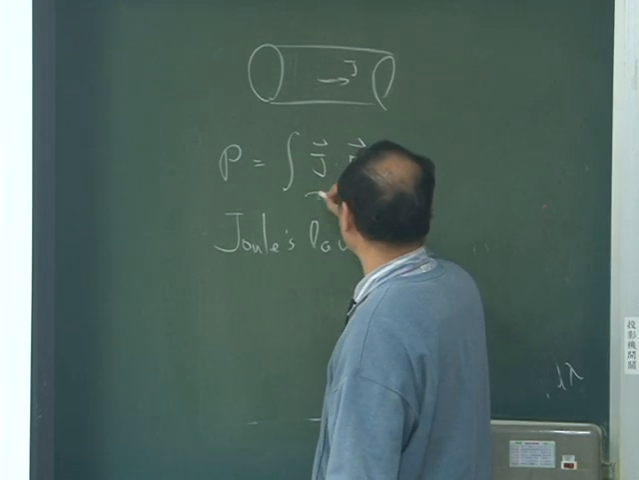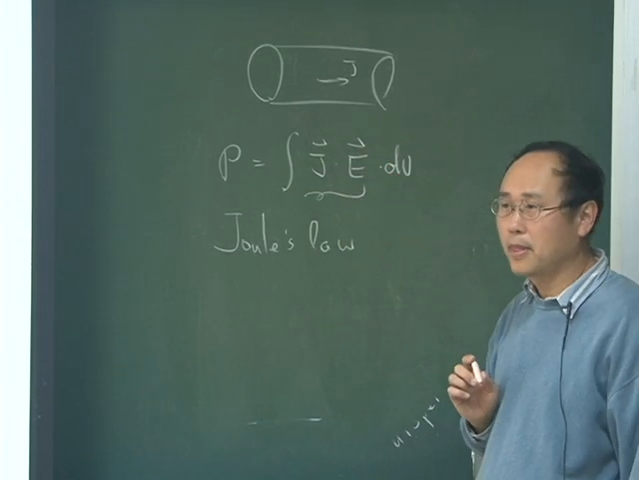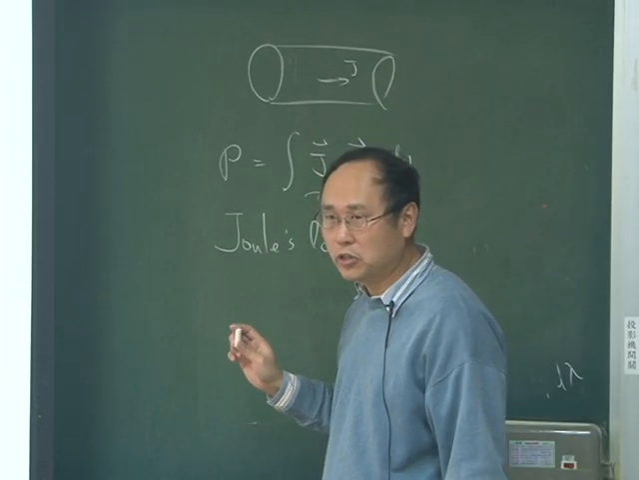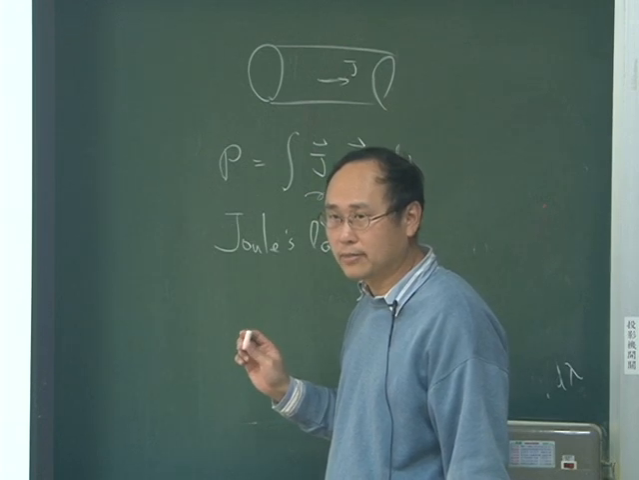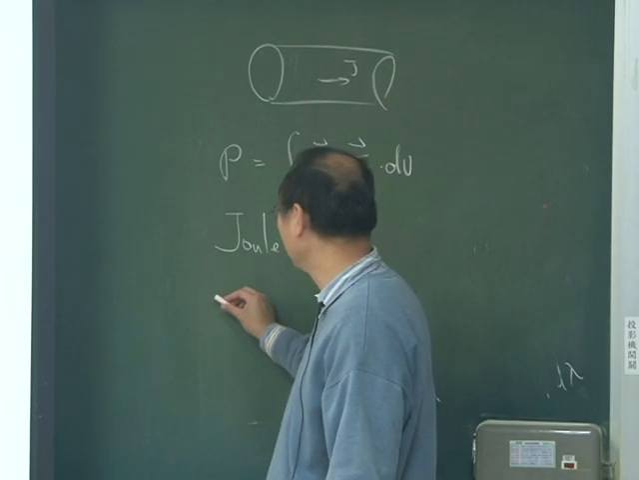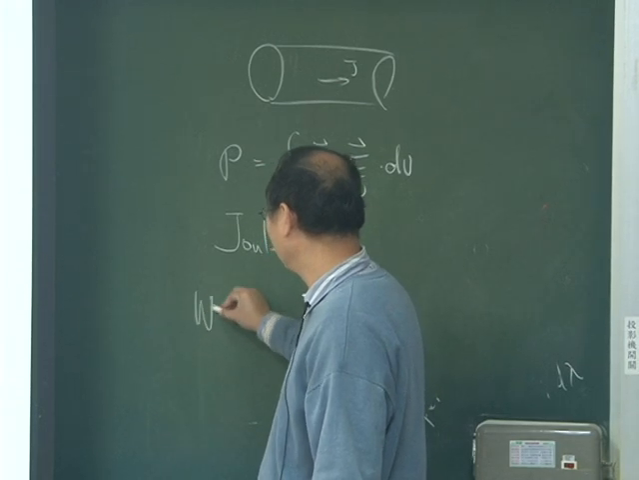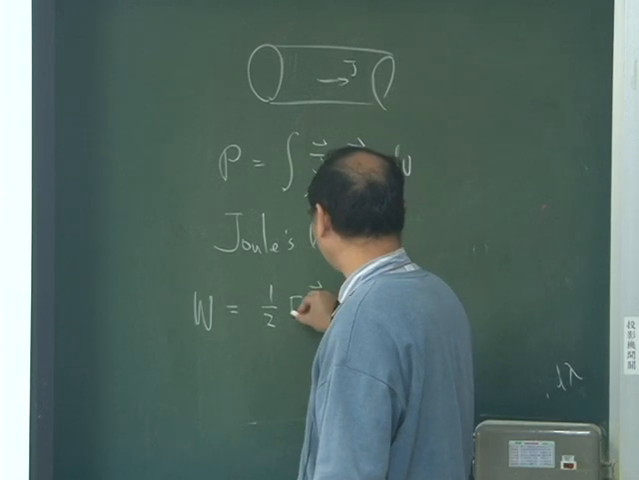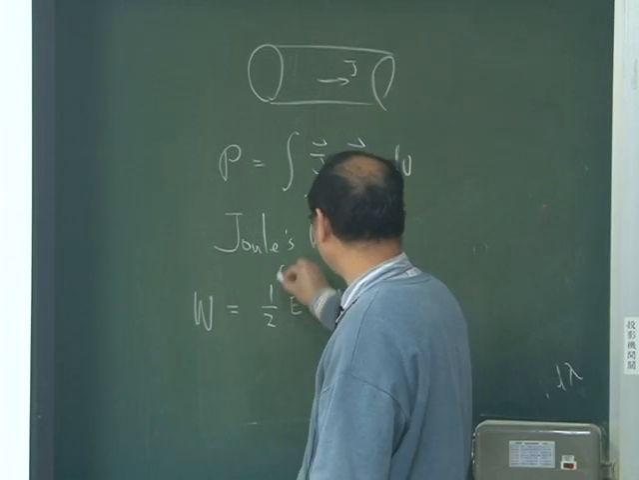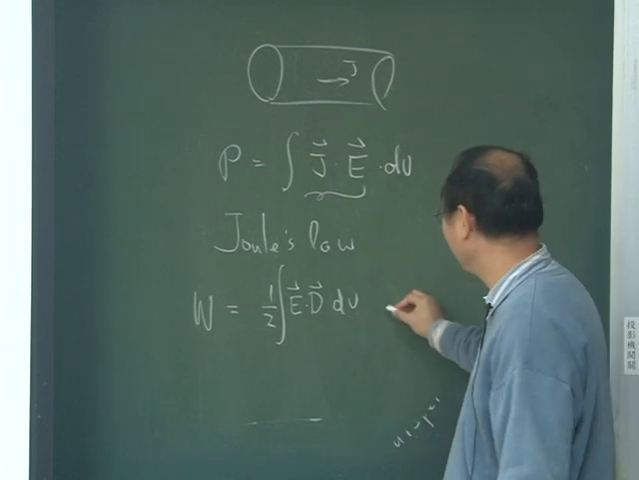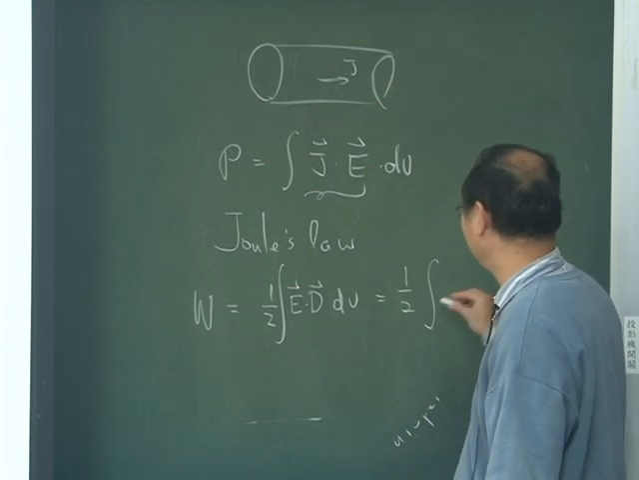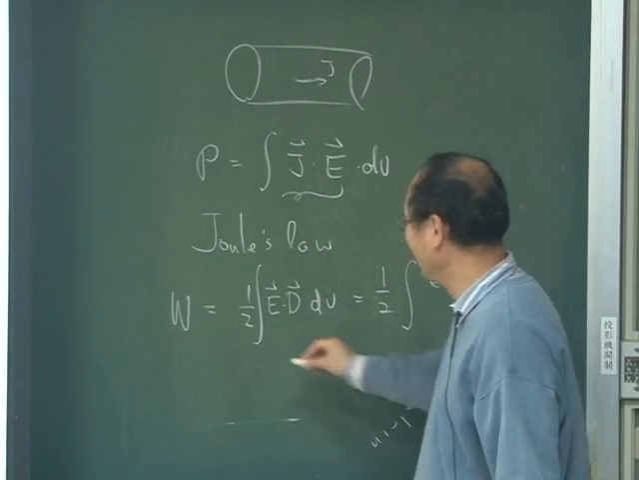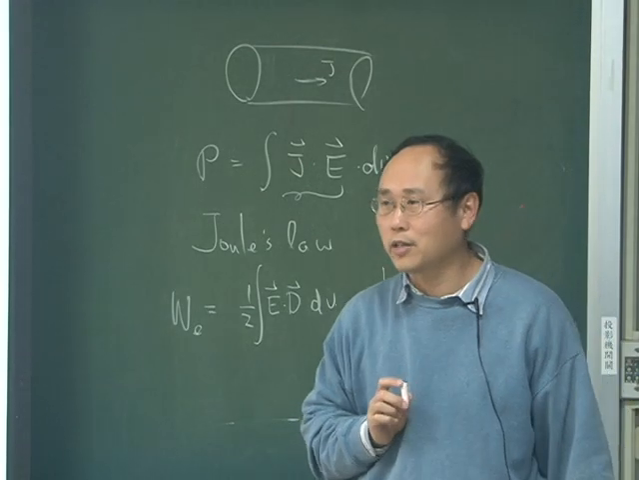So somehow this is related to the power density. And previously, you also calculated the energy stored inside a piece of capacitor, for example. The energy is equal to 1/2 E dot D, and then integrate over some volume. This can be written into 1/2 epsilon E square dV. This is associated with the electric energy.